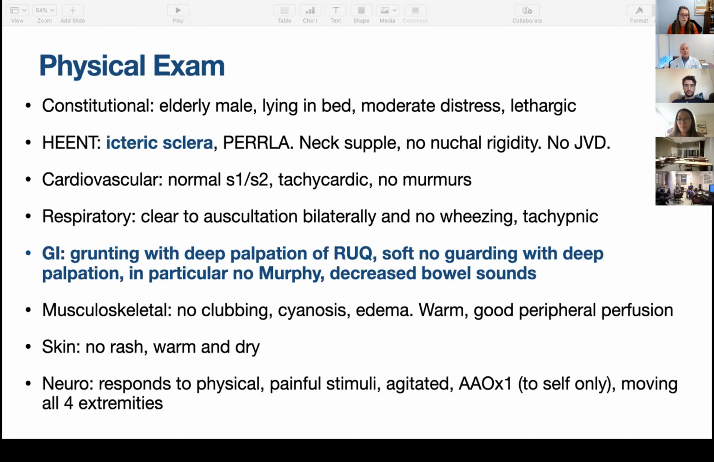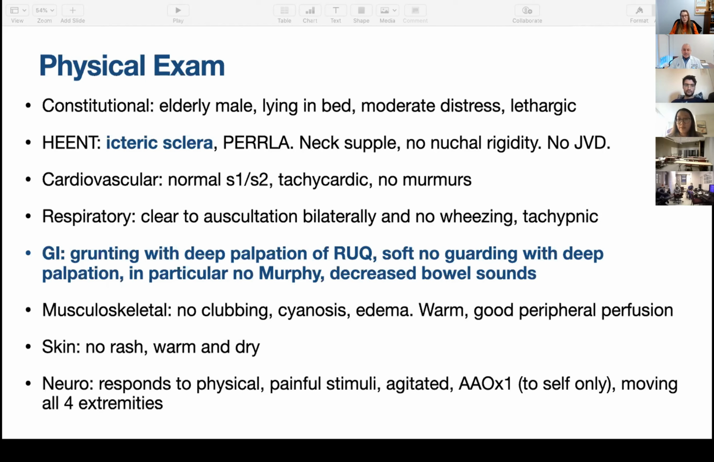Perfect. So before we move on, does anyone have any questions now that we have the physical and the vitals? I actually had a question about the icteric sclera. Is that something new, that he has jaundice? I don't know if, when you talked to the PCP, he told you anything about jaundice. He did not mention anything regarding that, but it was a finding in the ED.